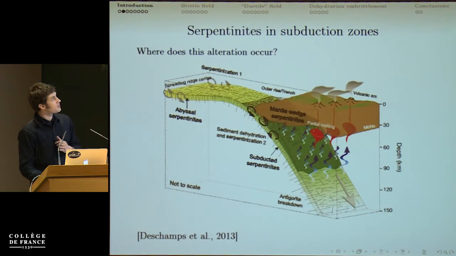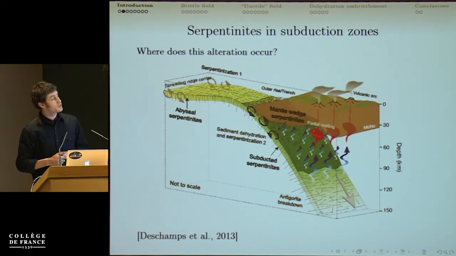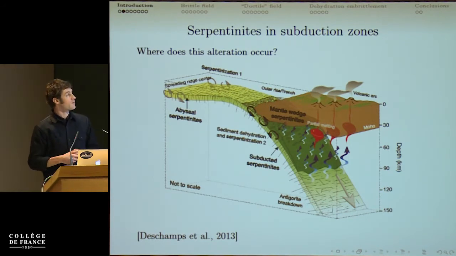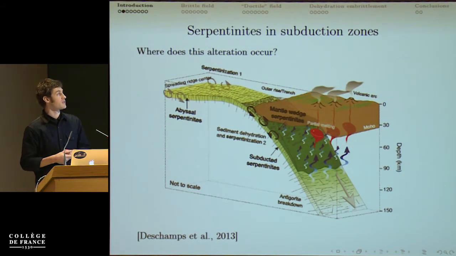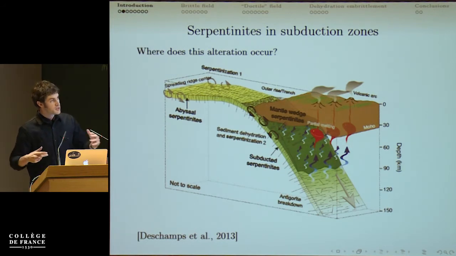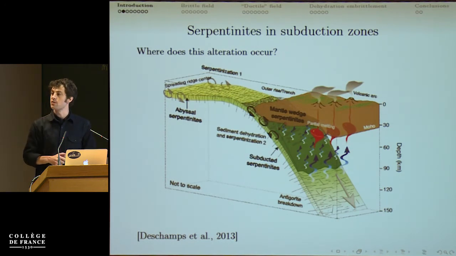So where does this alteration occur? Again, around the ridges where we have these mode 1 cracks, so extensional faulting, where we have hydrothermal circulation. Then as the oceanic plate gets subducted, we have more alteration: the sediments get altered, and also because of the dehydration of those rocks, we can have hydration of the overlying mantle wedge, which produces these alteration reactions in the mantle wedge, which may be detectable.